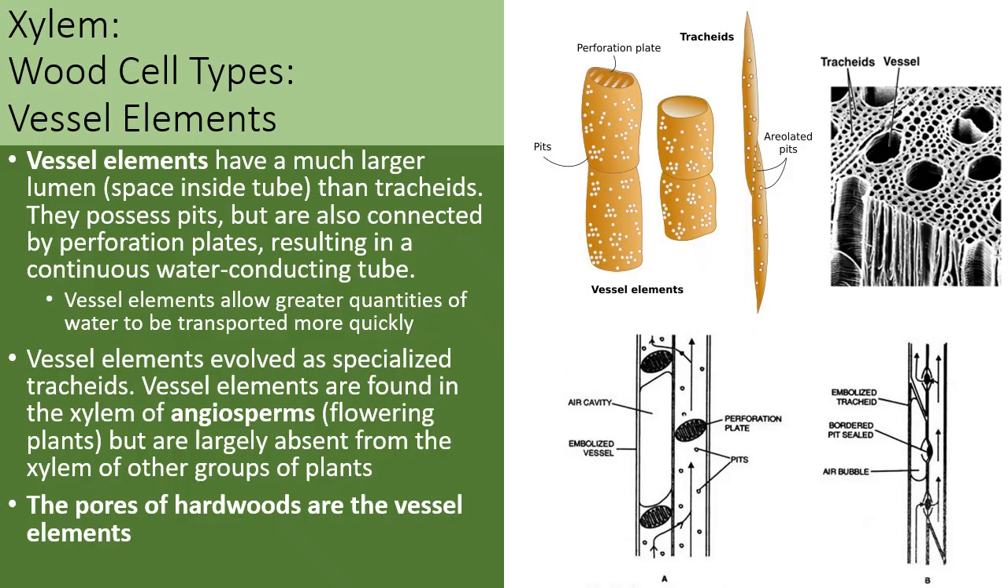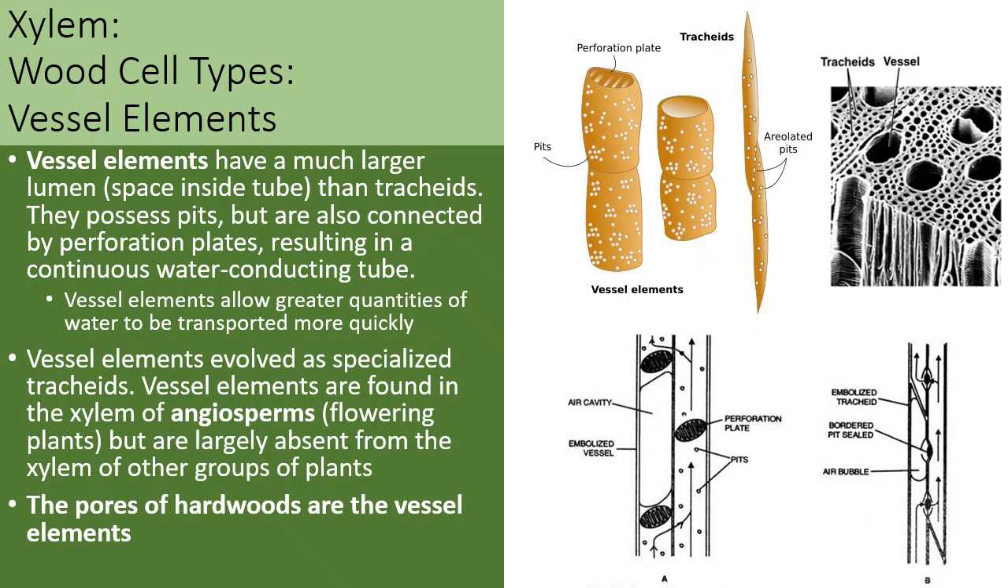Vessel elements do have some traits in common with tracheids, so they still have the pits that we see in tracheids, but they also have these perforation plates that connect one vessel element to the next and create these continuous tubes that go all the way up the trunk. And when you look at hardwood samples that have pores, like our ring porous wood or our diffuse porous wood, those pores that we're looking at are the vessel elements of that wood. You'll never find vessel elements or pores in the wood of conifers because the wood of conifers is composed entirely of tracheids.